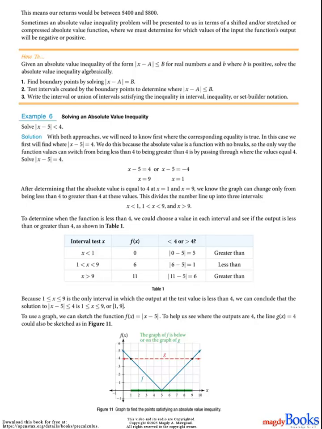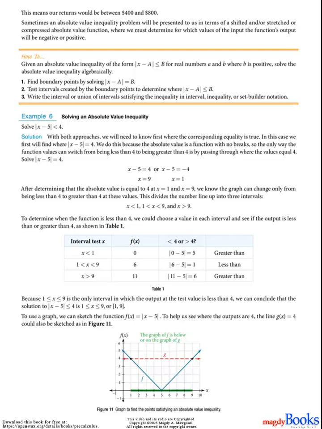Table 1. Interval, test x, f of x, is less than 4 or is greater than 4. x is less than 1: f of 0 is the absolute value of 0 minus 5 equals 5, greater than 4. 1 is less than x is less than 9: f of 6 is the absolute value of 6 minus 5 equals 1, less than 4. x is greater than 9: f of 11 is the absolute value of 11 minus 5 equals 6, greater than 4.